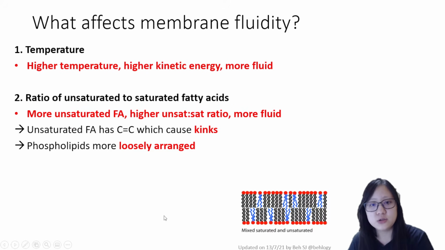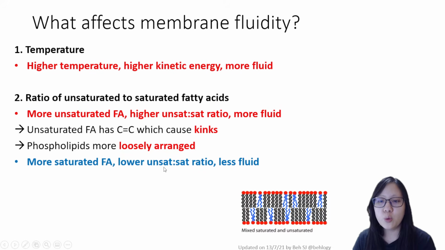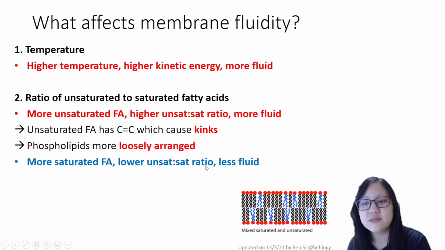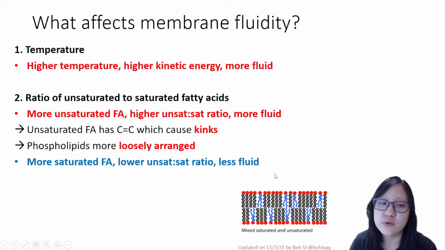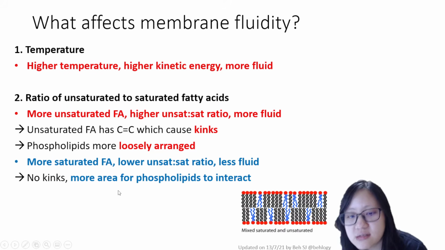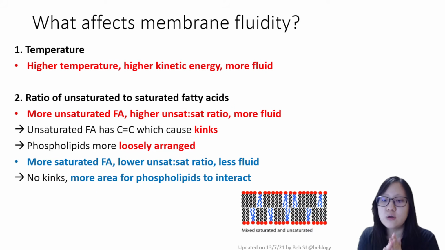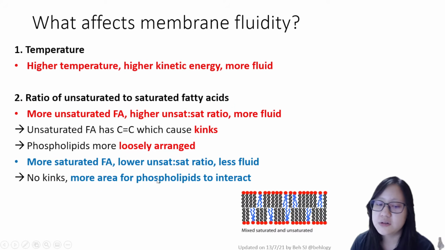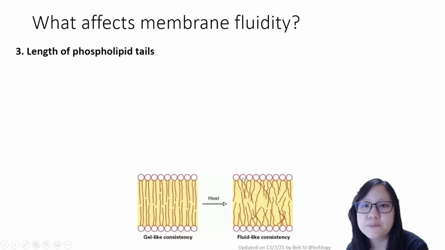However, the reverse is true. If there are more saturated fatty acids, this would lower the unsaturated to saturated fatty acids ratio and make the membrane less fluid. Why? Because saturated fatty acids do not have the carbon double bond and do not have kinks, and therefore there's more area between those phospholipid tails to interact, and therefore they can pack together even tighter and lower membrane fluidity.